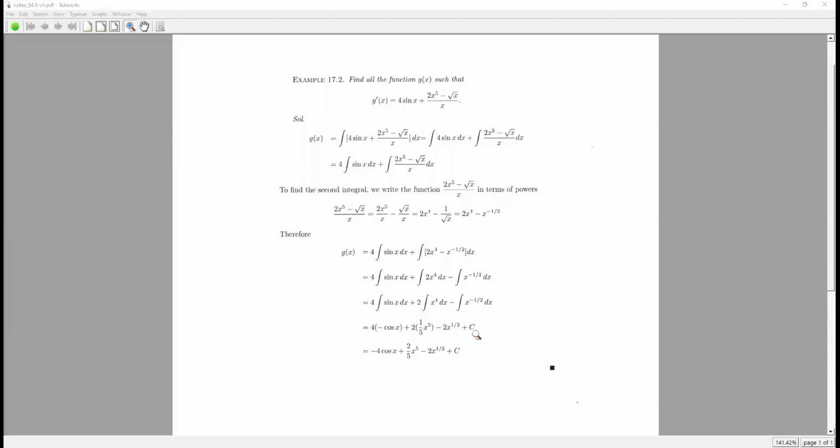Now simplify this, then we get the answer. This is all the functions g that satisfy this equation, where c is arbitrary. So this function essentially is many functions.